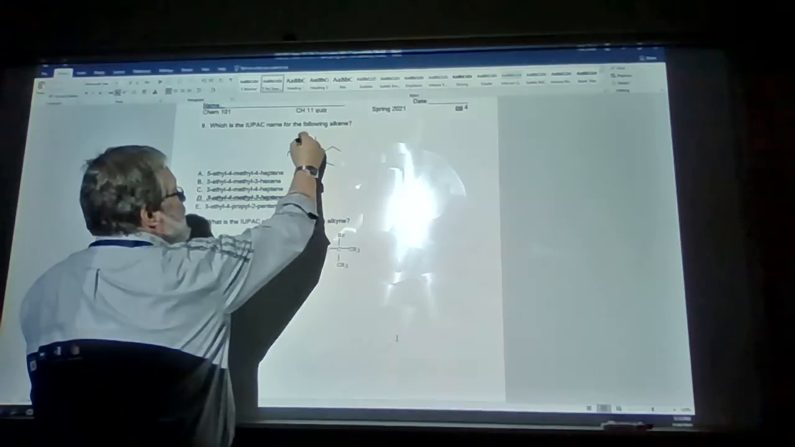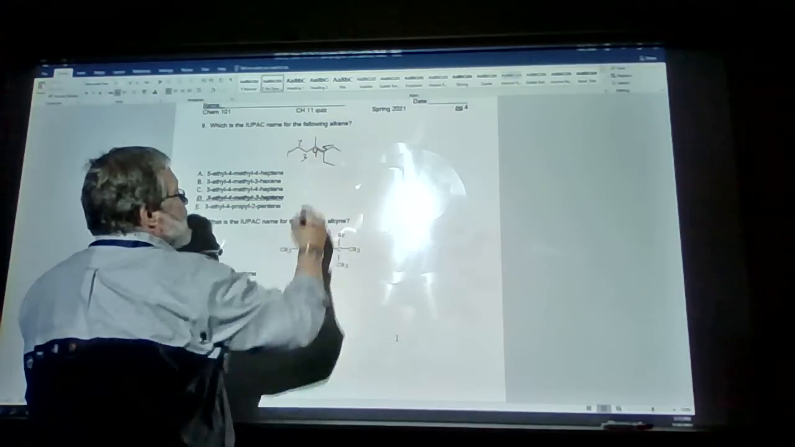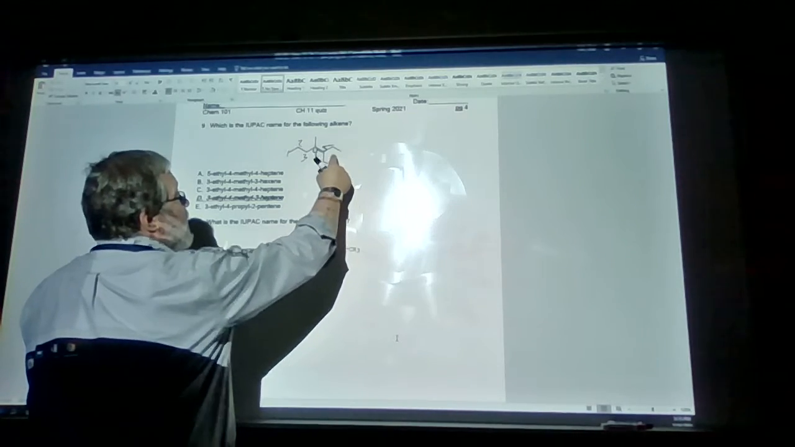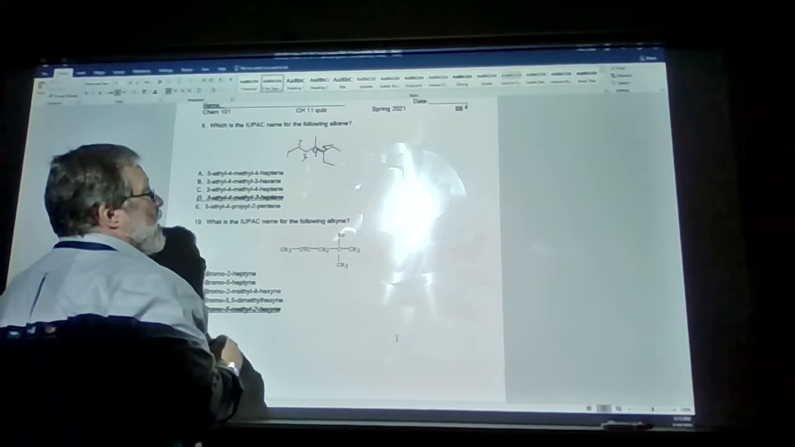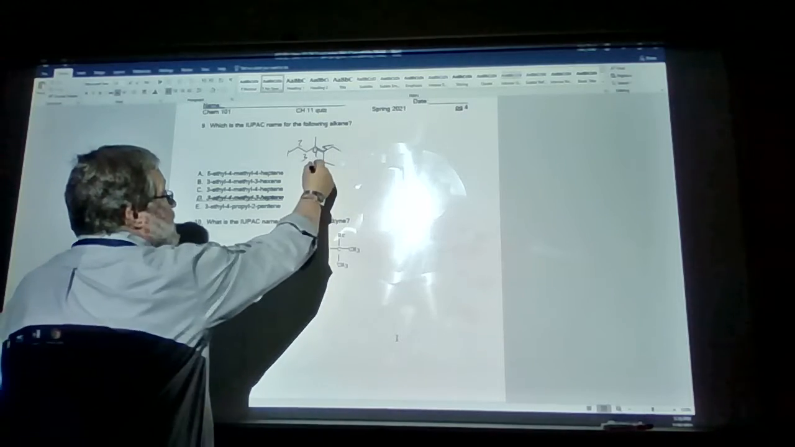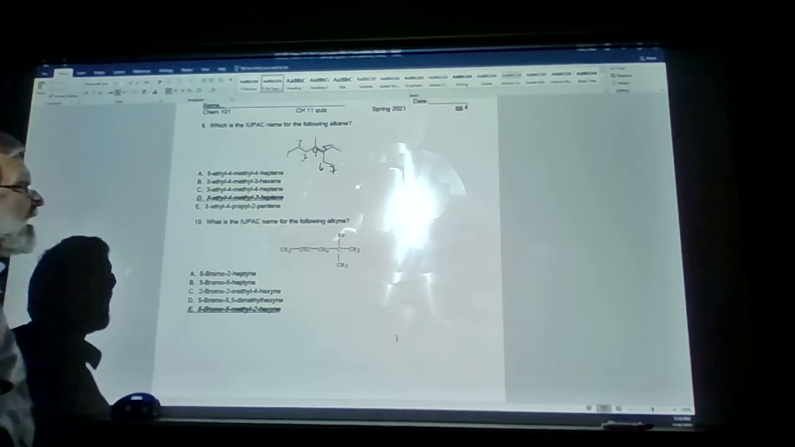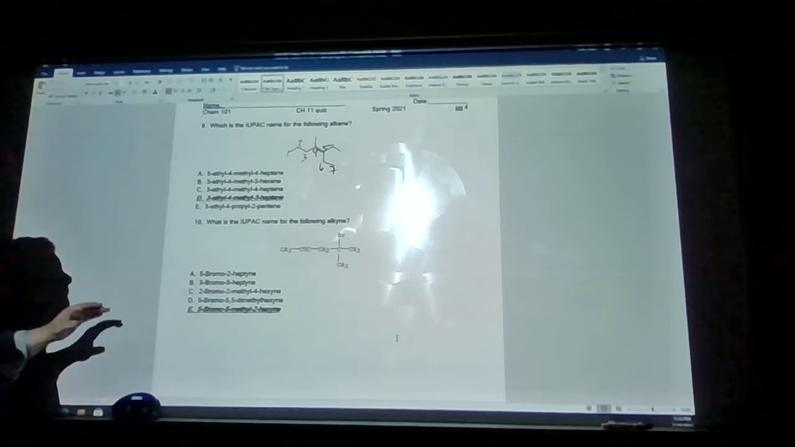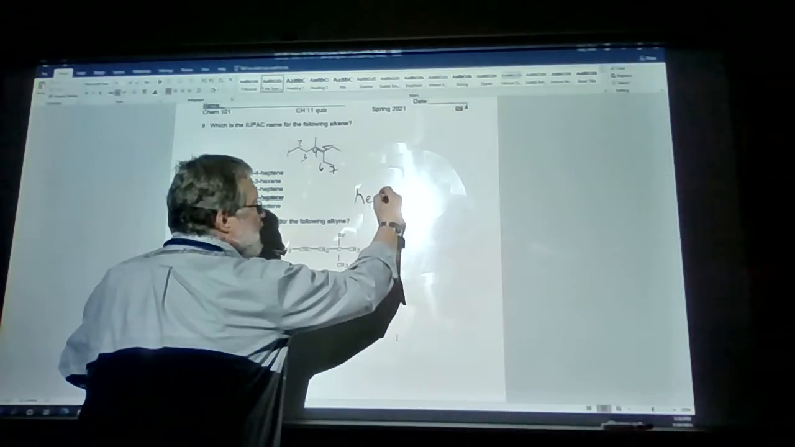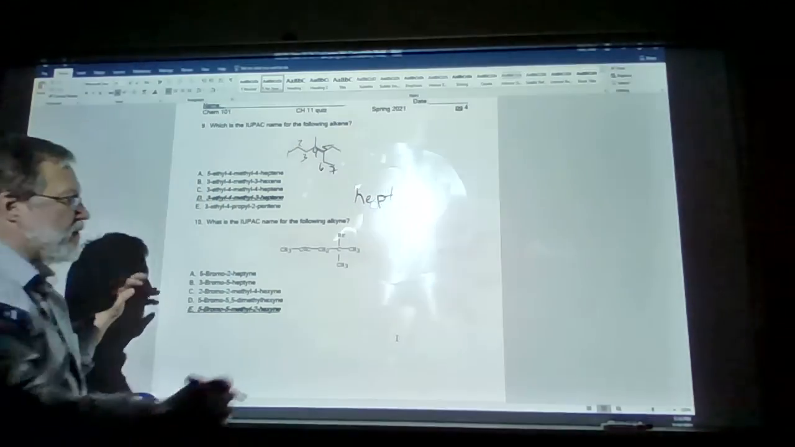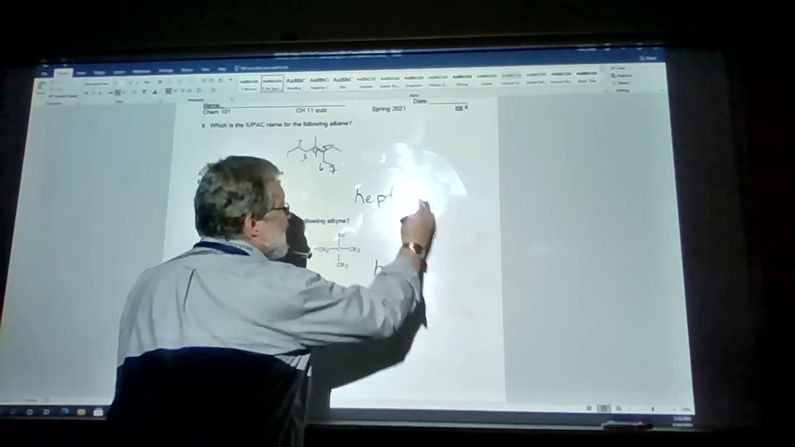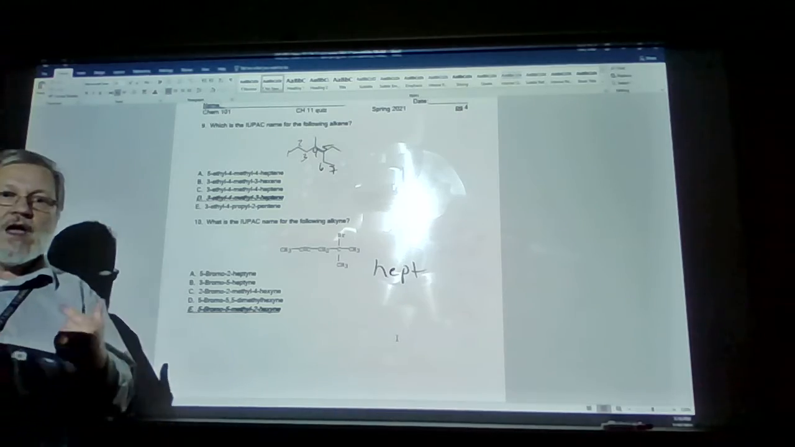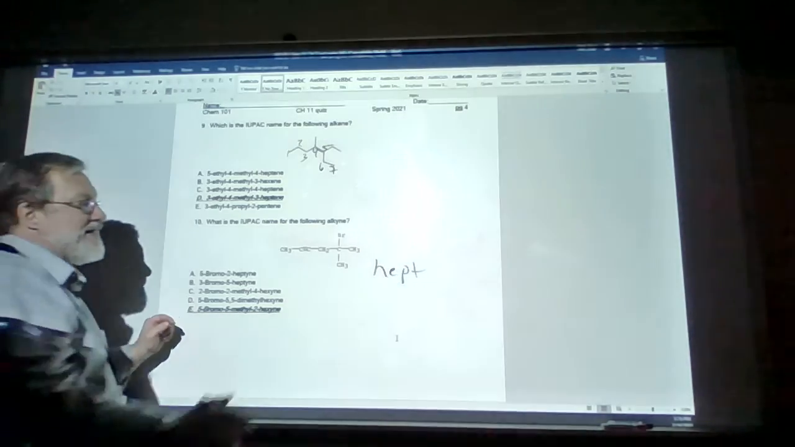So let's say 1, 2, 3, 4, 5, 6, 7. Either way, it's symmetric. So let's go 6, 7 like that. Second thing, 7 carbons is a hept, H-E-P-T. It's a hept. 7 carbons. We have a double bond present. The wording that we use to indicate a double bond is an ene, E-N-E, a heptene.